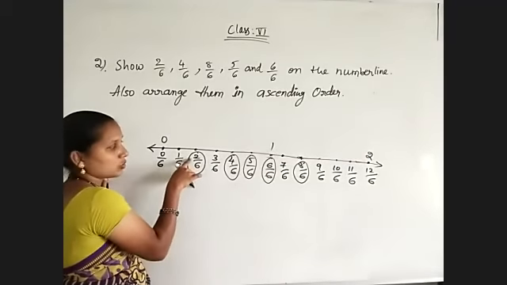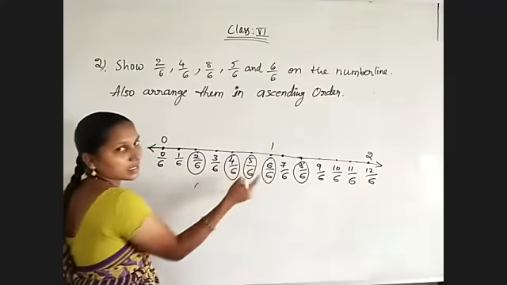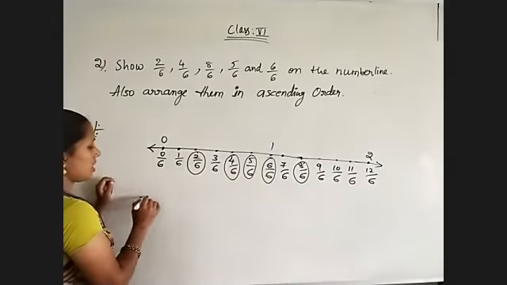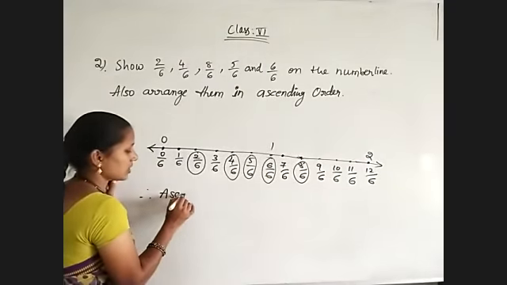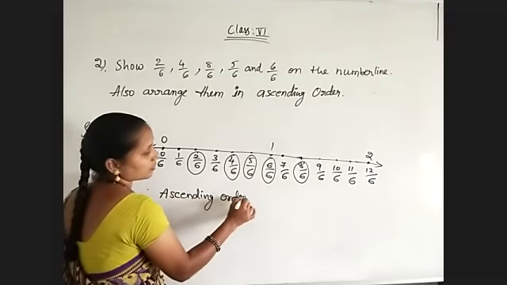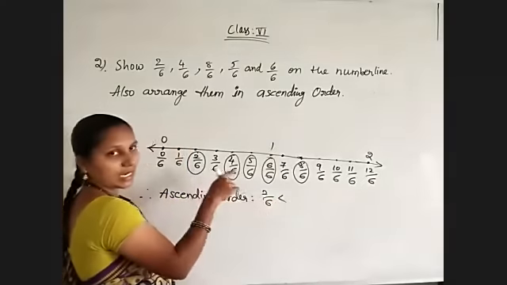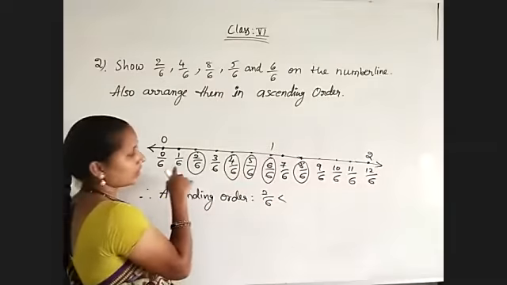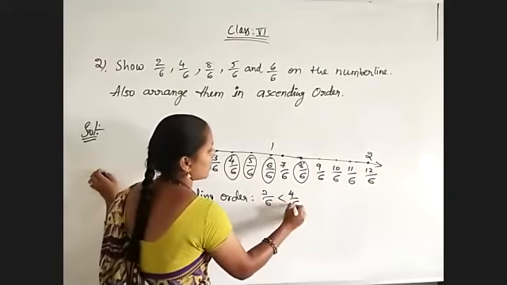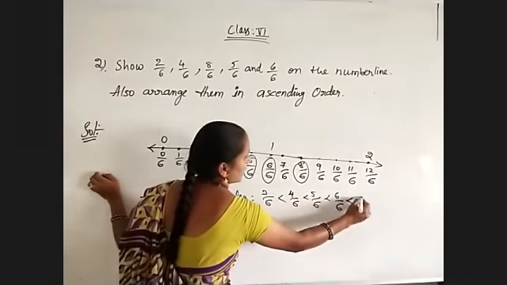Ascending order: 2 by 6, 4 by 6, 5 by 6, 6 by 6, 8 by 6. That's all. Therefore, ascending order of the given fractions is 2 by 6, as we got on the number line. Already they are in the order. 2 by 6, 4 by 6, 5 by 6, 6 by 6, and then 8 by 6.